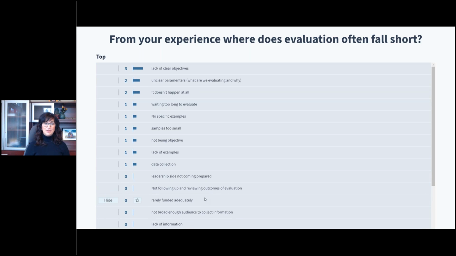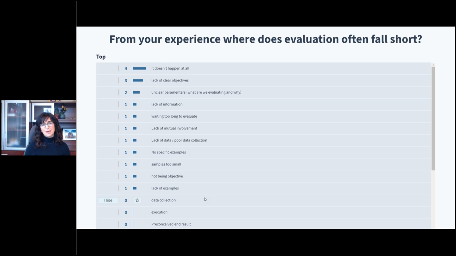Yeah, it doesn't happen at all. Absolutely. And a good example of this is, we sometimes collect evaluations at the end of our workshops, and they're kind of sitting in a pile and we wonder what to do with them. And this is something that happens a lot, and it doesn't necessarily inform us to continue to improve.